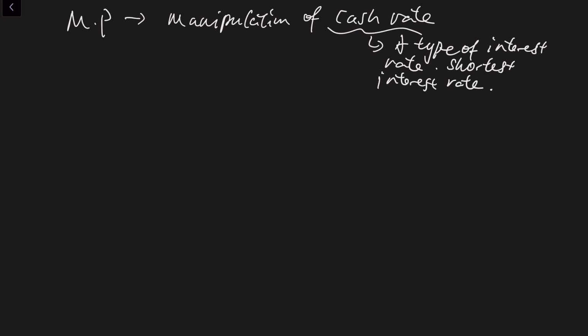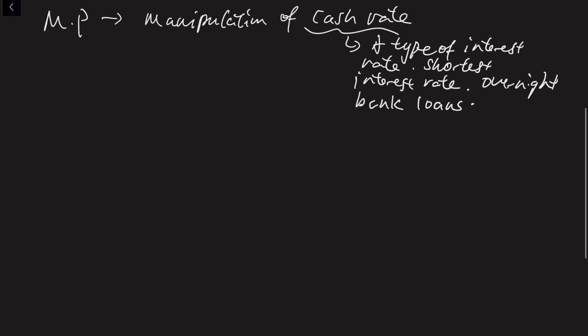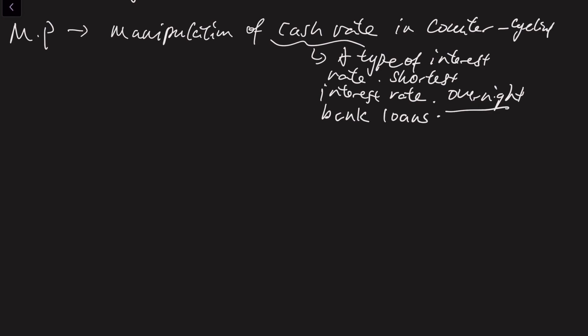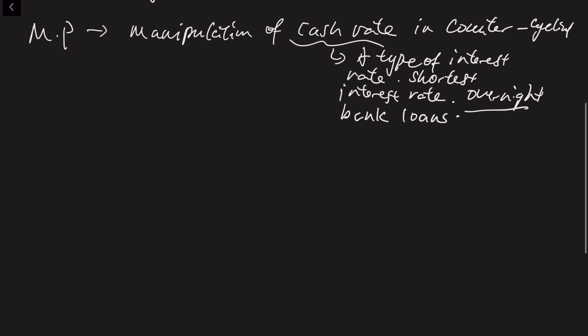It is the interest rate of overnight bank loans, so the duration of this cash rate is only one night. It is the shortest interest rate possible in the economy. Monetary policy can only manipulate the cash rate directly. It can affect other longer-term interest rates indirectly, but the only rate it can directly change is the cash rate. So it's manipulation of the cash rate in a counter-cyclical manner. Again, we want to go against the business cycle to smooth out the fluctuations.